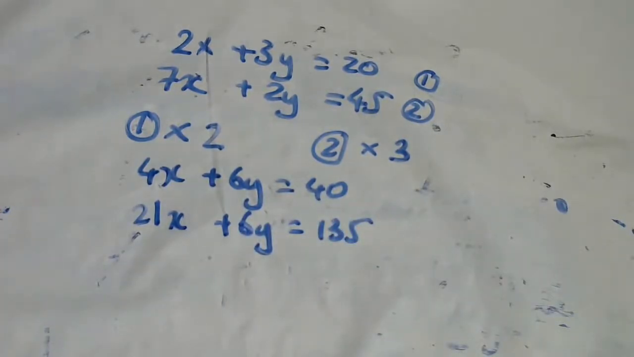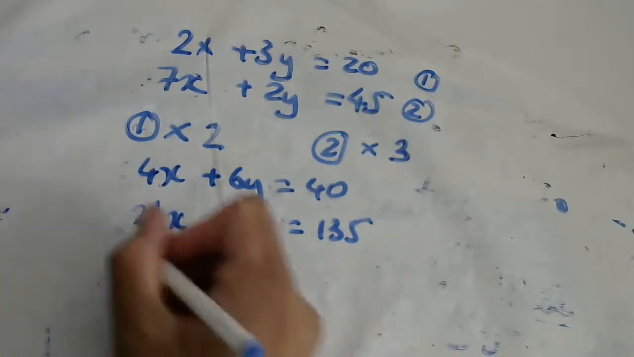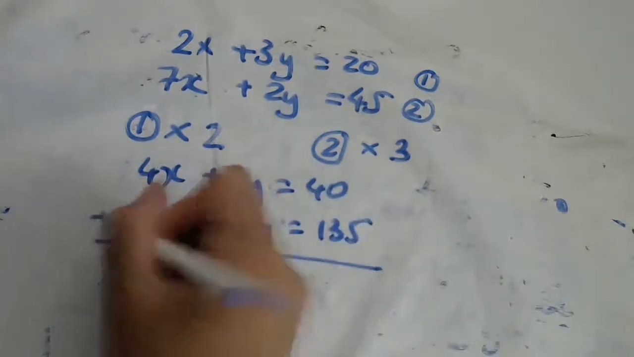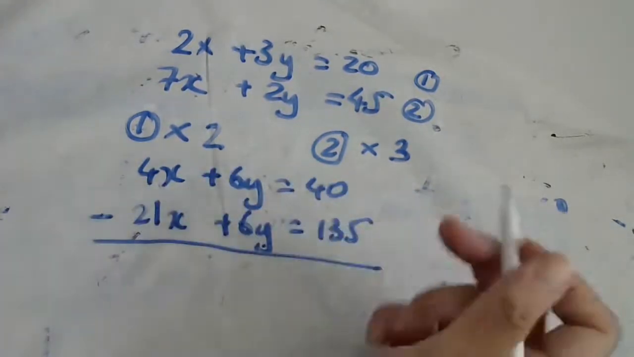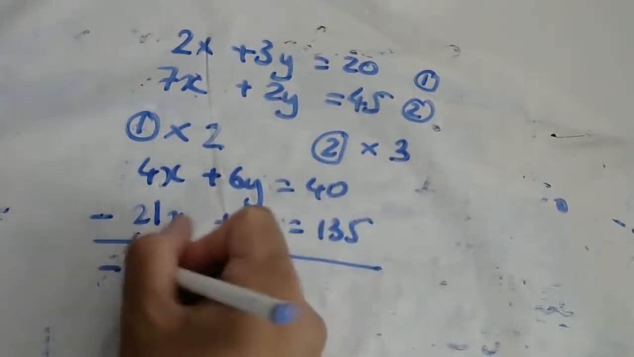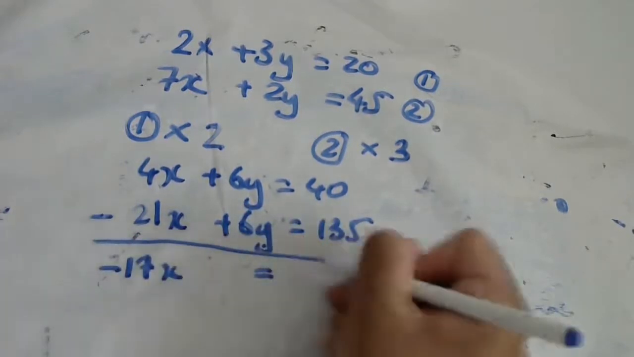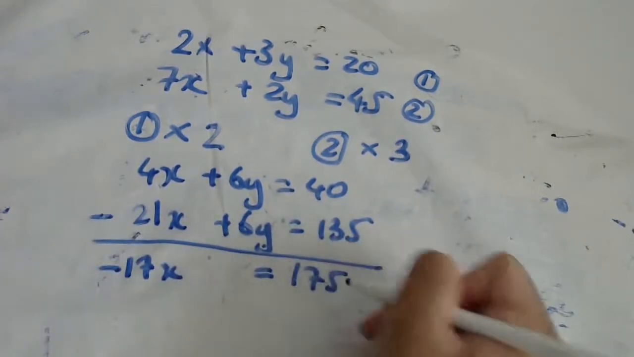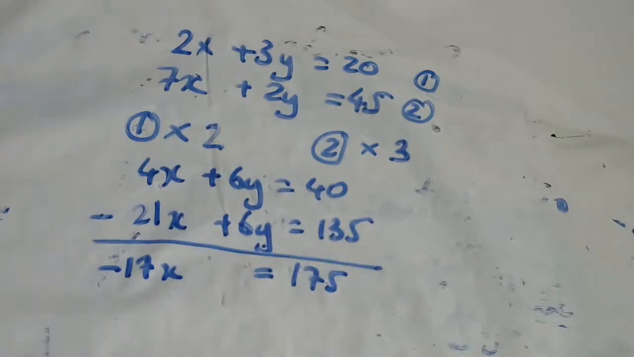Lovely. Okay, cool. Now we could definitely do this either way around. If we flip them, it will be easier, but I'm going to do them the way they are. We're going to get rid of the 6y, so we've got to subtract: 6y minus 6y equals 0. So you've got minus 17x equals 175. All right?